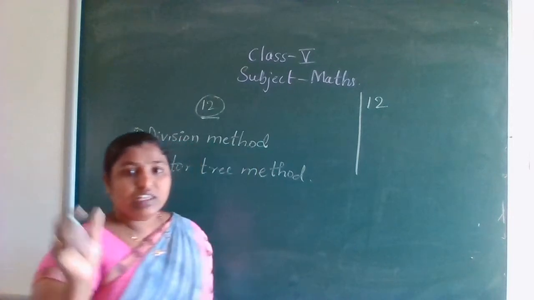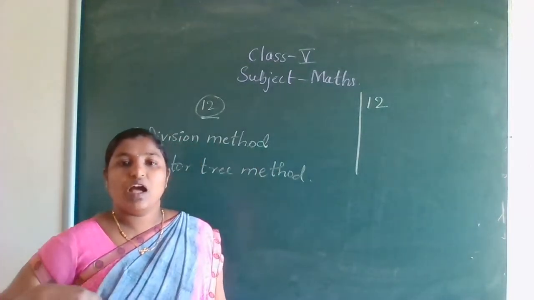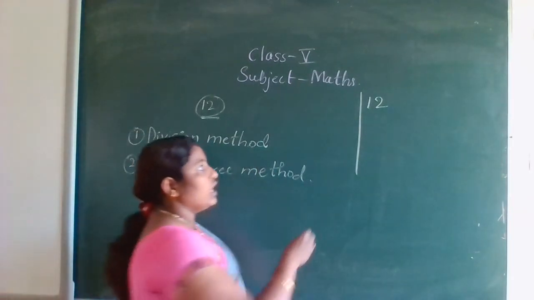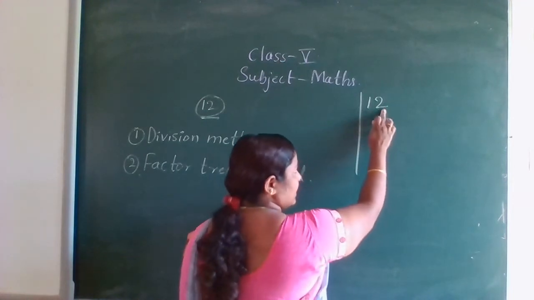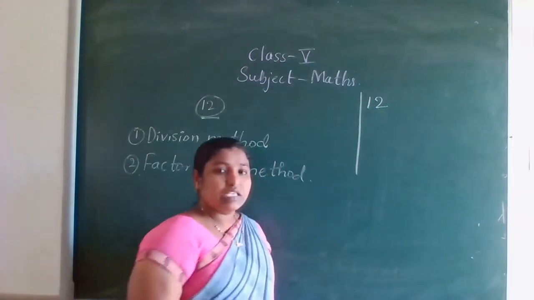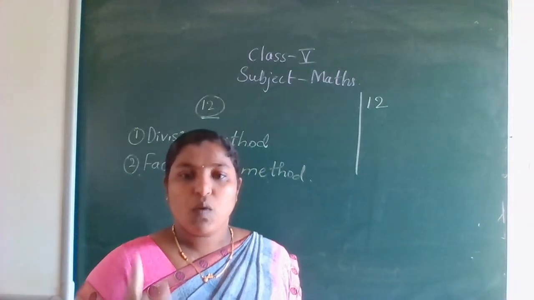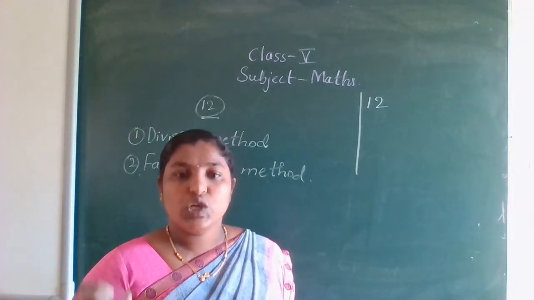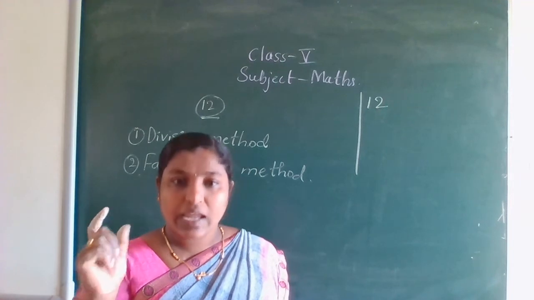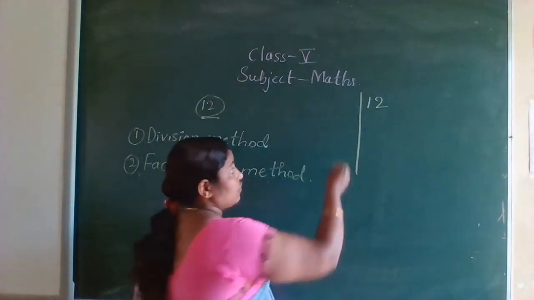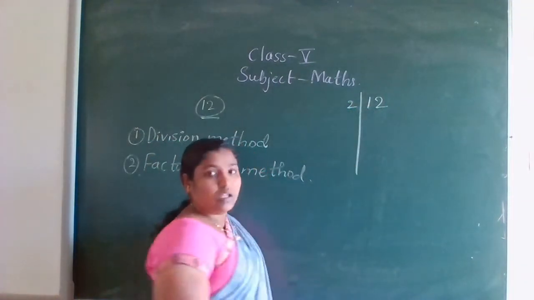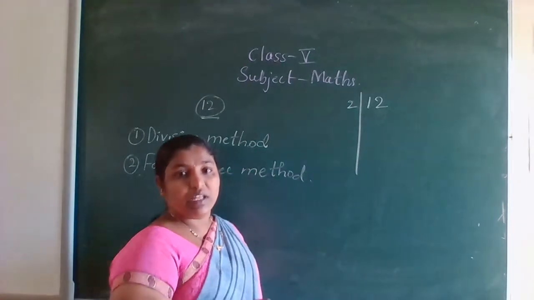Going with division. Keep doing division. First we should see the ones place. If the ones place has 0, 2, 4, 6 or 8, you should take 2 first to do the division method.